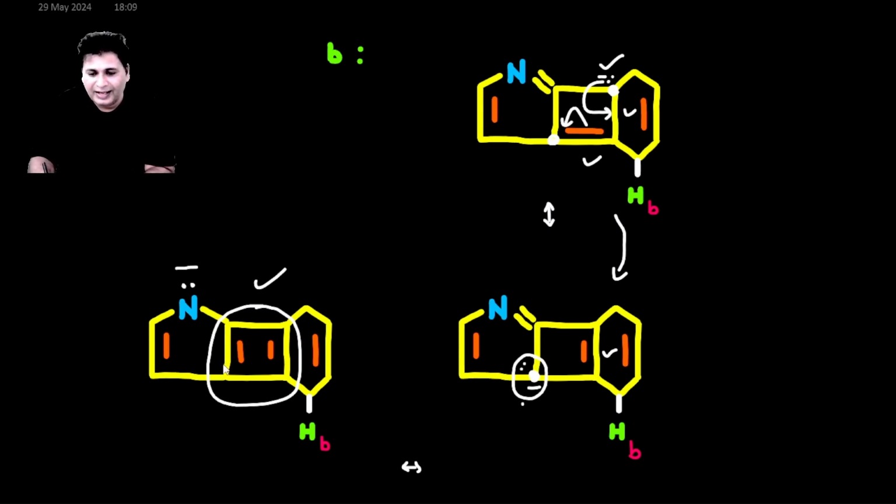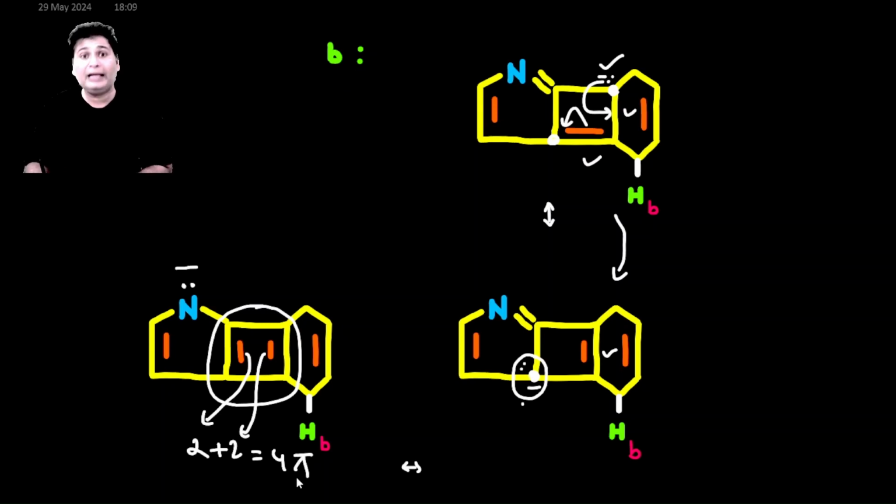How? You can see double, single, double. So double, single, double gives you a cyclic conjugation, and all the 4 atoms of the ring are coming in the ambit of this cyclic conjugation. Now, if you count the number of pi electrons involved, students, so 2 electrons from here, 2 electrons from here, and if you add it, it gives you a figure of 4 pi electrons, and the moment you write this figure, it alarms you.